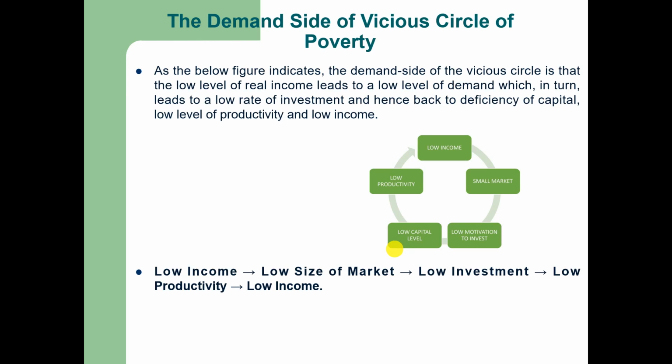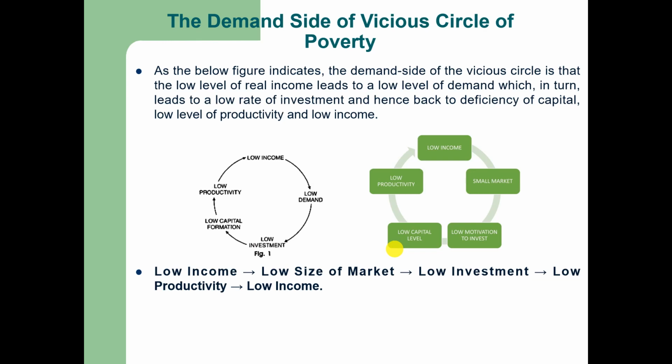We can also show this in another diagram, and again it starts with low income, and due to low income there is low demand, and that leads to low investment, and low investment in turn leads to low capital formation, and when there is capital deficiency there will be low productivity, and that in turn would result in low income. So this vicious circle is complete on the demand side.